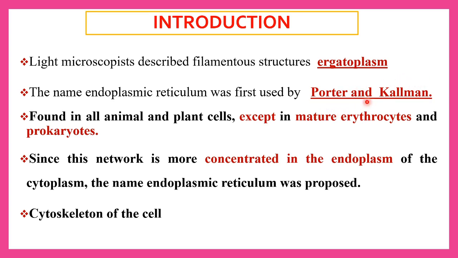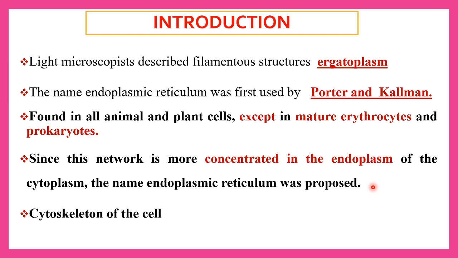It is found in almost all the cells except in mature erythrocyte cells, that is RBC, and prokaryotes. This is a network-like structure and it consists of a lumen inside and it forms an interconnected network in between the nuclear envelope and plasma membrane and it performs various functions. So it is called endoplasmic reticulum.